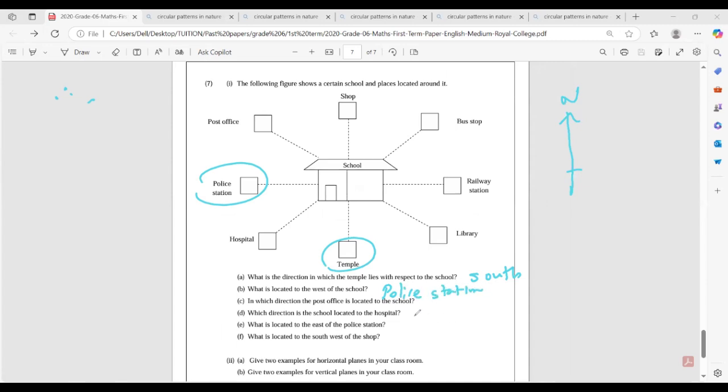And in which direction is the post office located to the school? The direction is northwest. And for this B, what direction is the school located to the hospital? To the hospital, the school is located to the northeast.